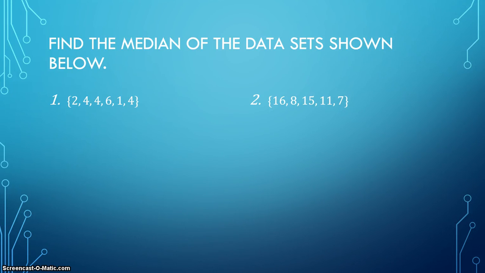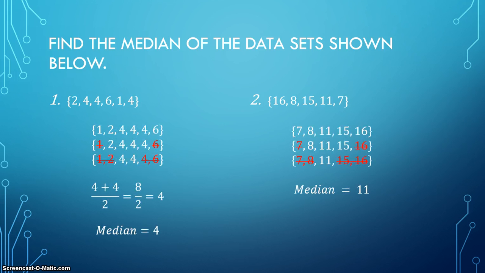Alright, welcome back. If we take a look at these 2 problems, I'm going to pop up my work on the screen. First, I ordered the first set, and the set came out in order from least to greatest as such: 1, 2, 4, 4, 4, 6. Once there, I started scratching out from least to greatest, so I scratched out 1 and 6, then I scratched out 2 and 4, and I ended up with 2 numbers in the middle because there was an even number of numbers. There's a total of 6. So I'm going to take those 2 4s, add them up, and then divide by 2. 4 plus 4 is 8, and then 8 divided by 2 is 4. So my median for number 1 was 4.